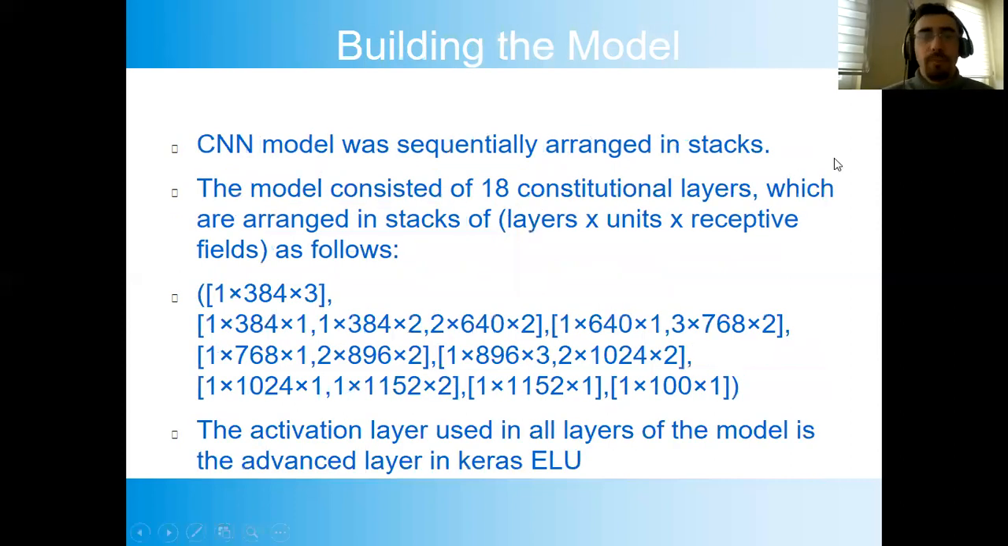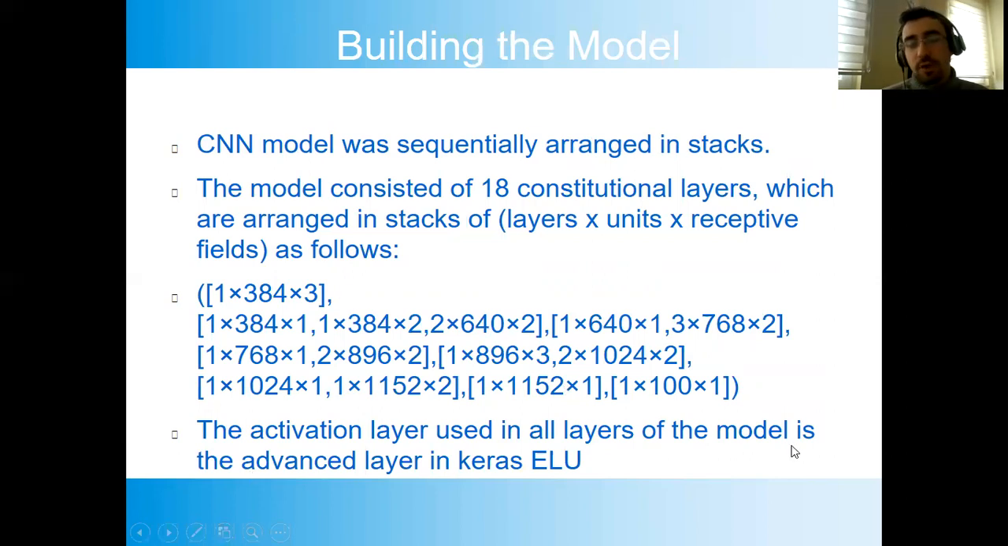Now building the model. The model that I worked on is the CNN model. It's a sequential model, and I arranged this CNN model in stacks. So my model consists of 18 convolutional layers arranged in layers, units, and receptive fields, and this is how I arranged them. So we see layers, units, receptive fields for each one of them. Please refer again to my code on my GitHub to see the architecture of the model.